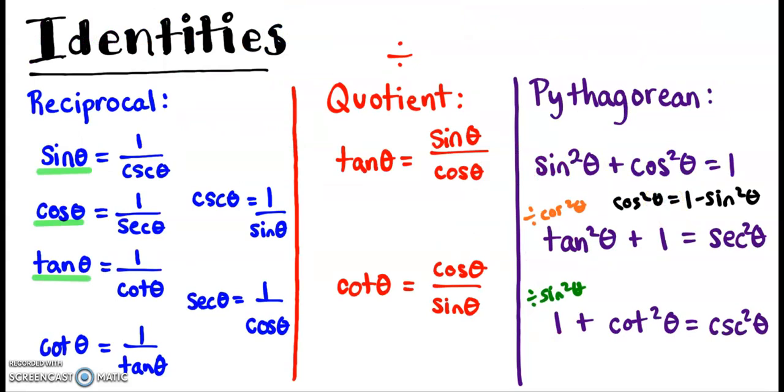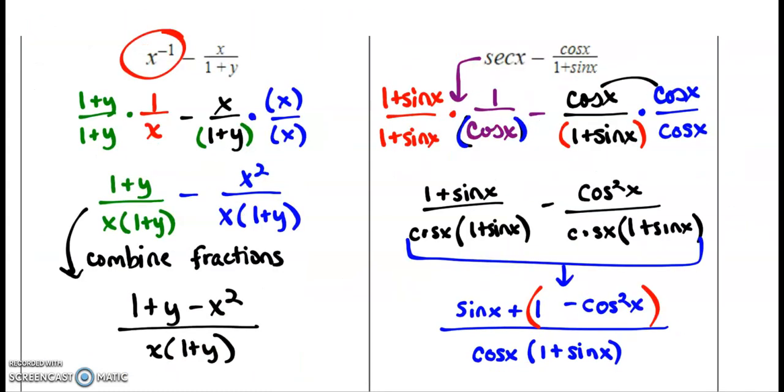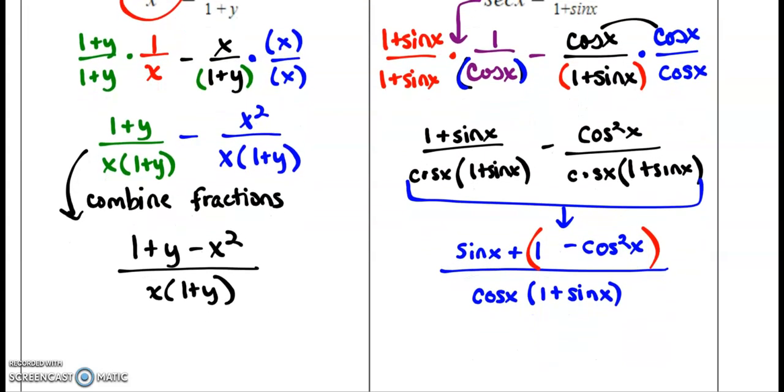If I look at this Pythagorean identity right here, sine squared is 1 minus cosine squared. So if I rearrange that a little bit using the fact that I know addition is commutative, if I say sine plus 1, the 1 minus cosine squared, that's really sine squared. So I could rewrite that as sine of x plus sine squared of x, over cosine of x, and then 1 plus sine of x.